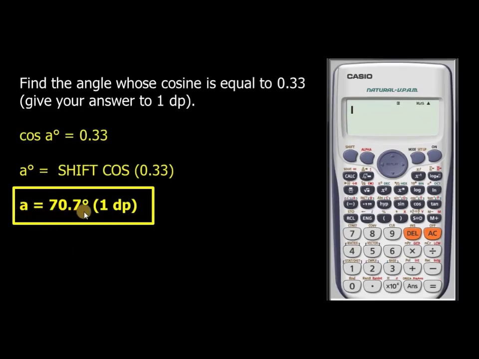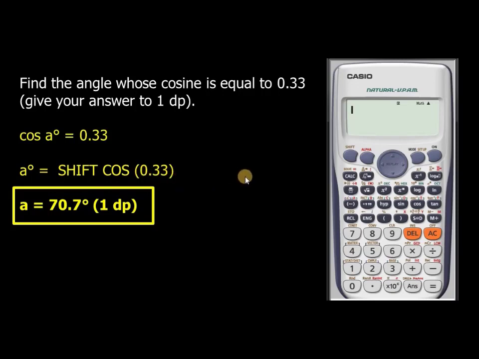Here is the answer to the question. Angle A is equal to 70.7 degrees. Before I show you how to do it on a calculator, let's go back to the question. It says, find the angle whose cosine is equal to 0.33. So first we have to do this. Cosine of the angle A is equal to 0.33. We want to go back to the angle A, so we do shift cosine 0.33.